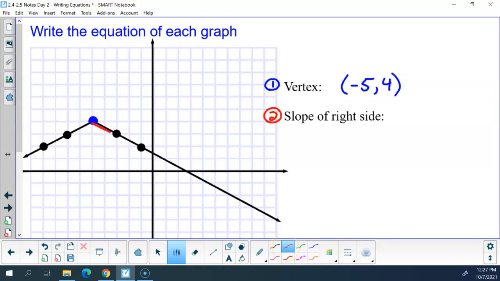Then the second thing that you're going to do is find the slope of the entire right side of your absolute value. What do you gotta know? Negative 1/2. Okay, so you go down 1 and right 2. Now, why do we find those 3 numbers?